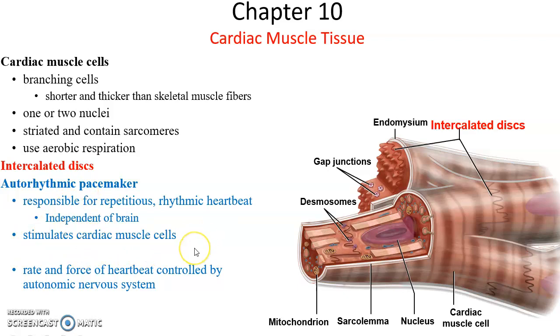However, how slow or fast or how hard the heart beats is controlled by the brain via the autonomic nervous system. So the beating is caused by the heart itself, but the speed and strength is determined by the nervous system.